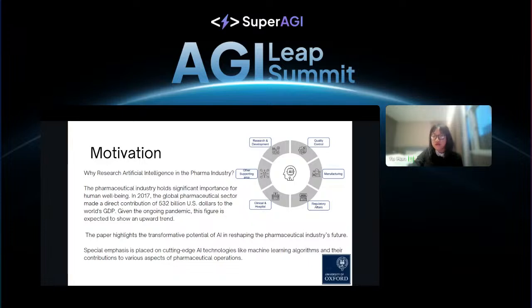Including interaction with authorities like FDA and China's NMPA, Japan's PMDA, to ensure compliance to go to the market. And lastly, they have the hospital and clinical sector where the product can actually go to the end users, which is the patient.